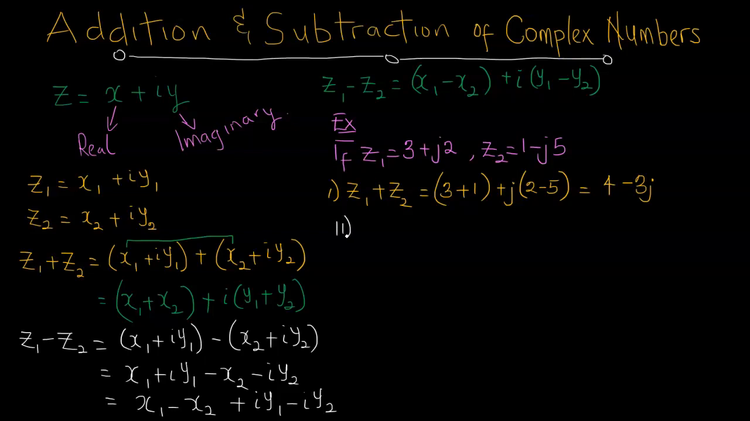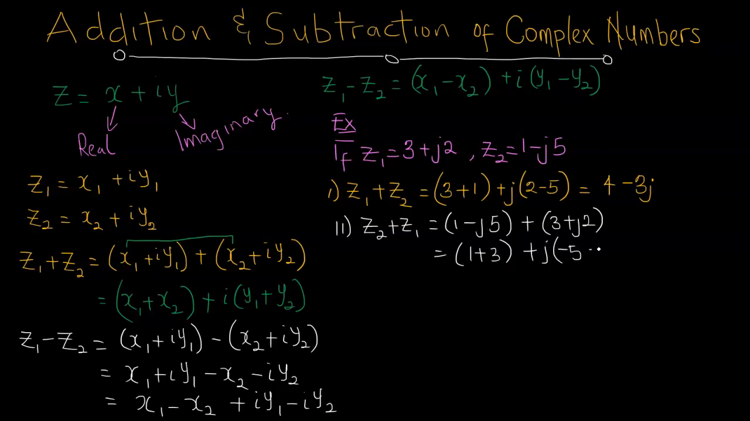We can also work out z2 plus z1. For z2 plus z1, z2 is going to come first. That's 1 minus j5 plus z1. So adding the real parts, 1 plus 3. Then adding the imaginary parts, I can have my j here, that's negative 5 plus 2. So this gives 4, and negative 5 plus 2 is negative 3, so 4 minus 3j. We see here that z1 plus z2 gives the same answer as z2 plus z1. Of course, we all know that addition is commutative.